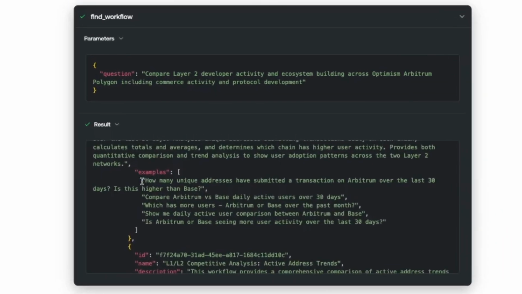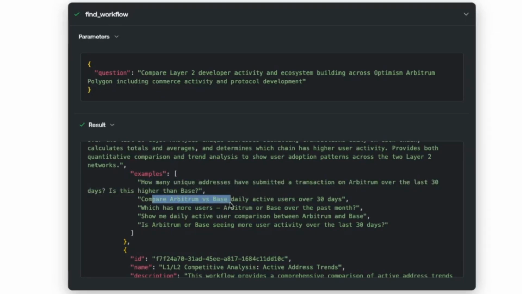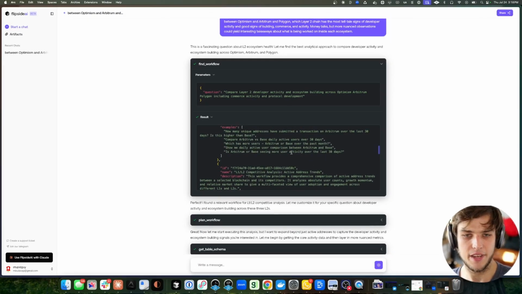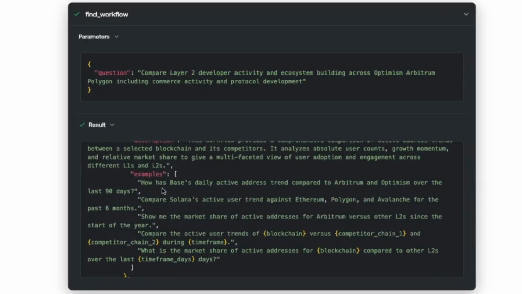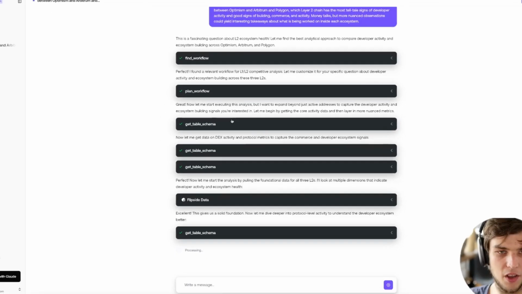Let's take this one. How many unique addresses have submitted a transaction in Arbitrum over the last 30 days? Compare Arbitrum versus Base, which has more users. Show me the daily active user comparison between Arbitrum and Base. Is Arbitrum or Base seeing more user activity over the past 30 days? I like the unique addresses one. That one's a pretty good one to call out. How has Base's daily active addresses trend compared to Arbitrum and Optimism over the last 90 days? So this is essentially a series of workflows that are going to be spawned, and it's going to come back with these results.